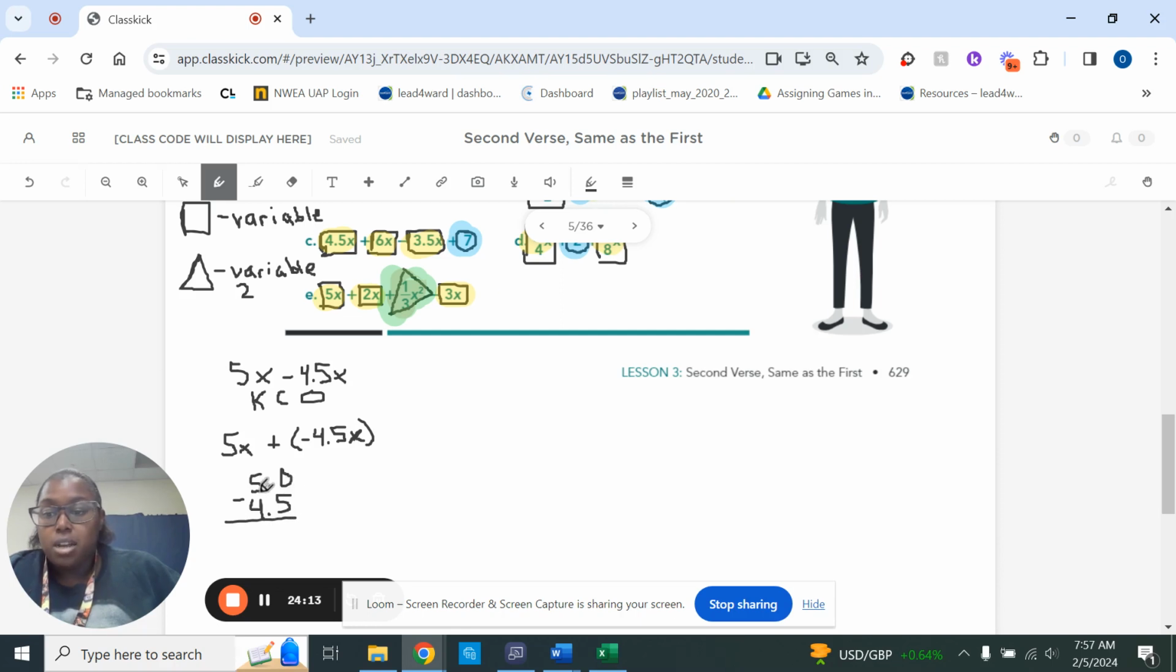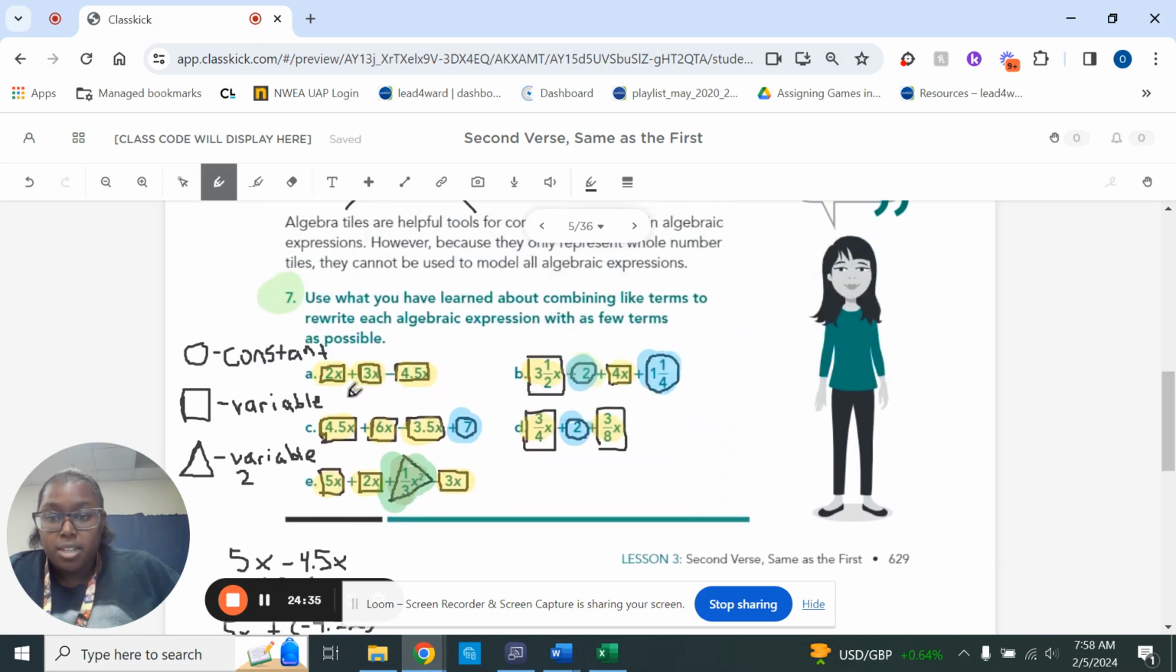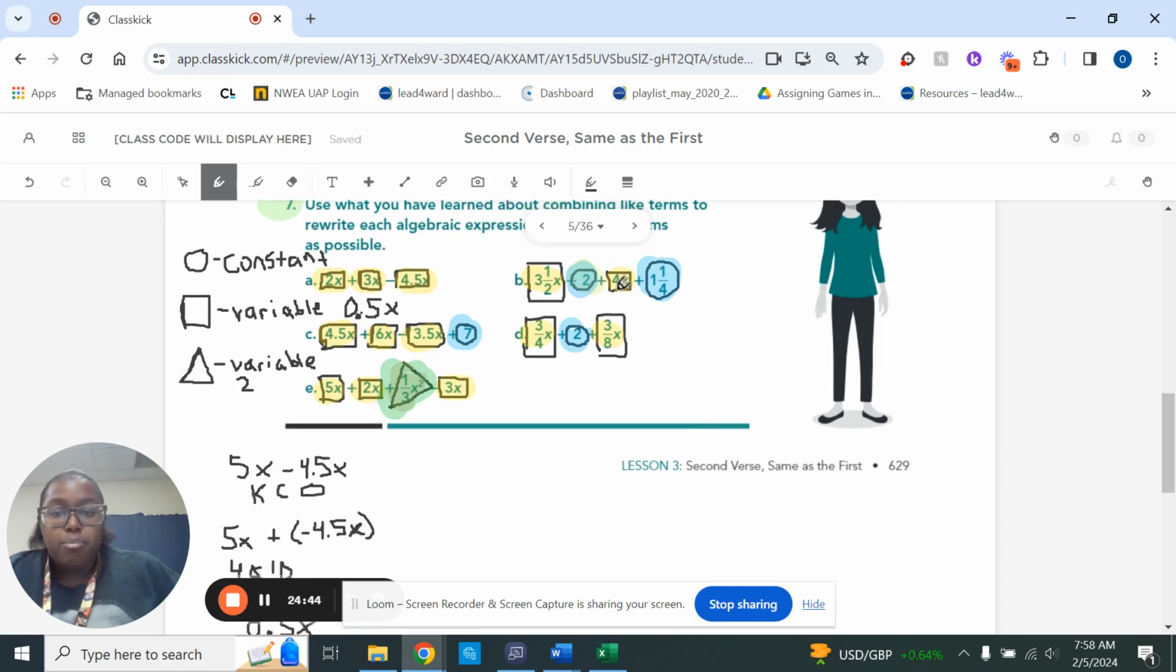So I cannot take 5 from a 0, so borrow. That gives me 5, and then that gives me 0. And then since we are subtracting, and this only works with subtraction and addition, we bring down the decimal point. So that gives me 0.5x for A. Now let's look at B.